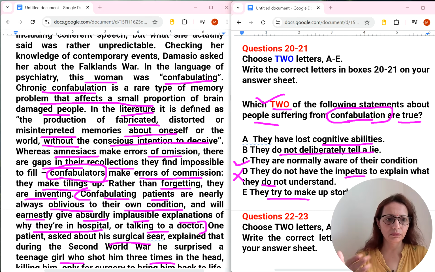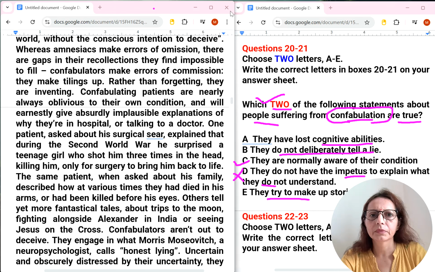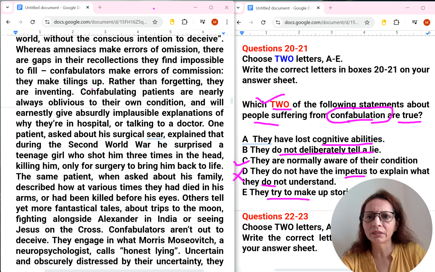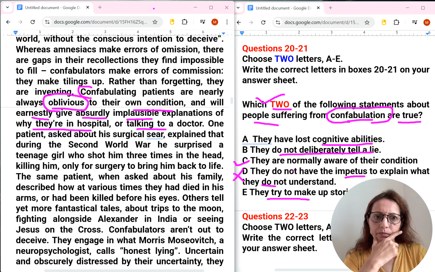Okay, let me shift the paragraph also. So they are normally aware of their condition. Actually, this meaning is different. So here the writer is saying confabulating patients are nearly always oblivious, means not aware of their own condition, and will earnestly give absurdly implausible explanation of why they are in hospital talking to a doctor. So this will not come, C will not come.